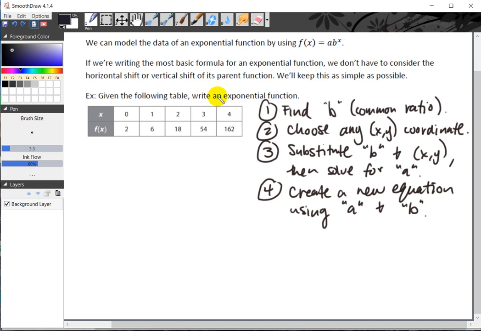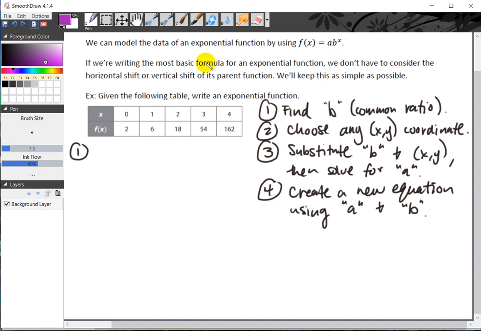Okay, so given the following table, we want to write an exponential function. I put some steps here, just so you can see how this is done. The first step is to find b. B in this case would be our common ratio, or in other words, our exponential growth or decay factor.